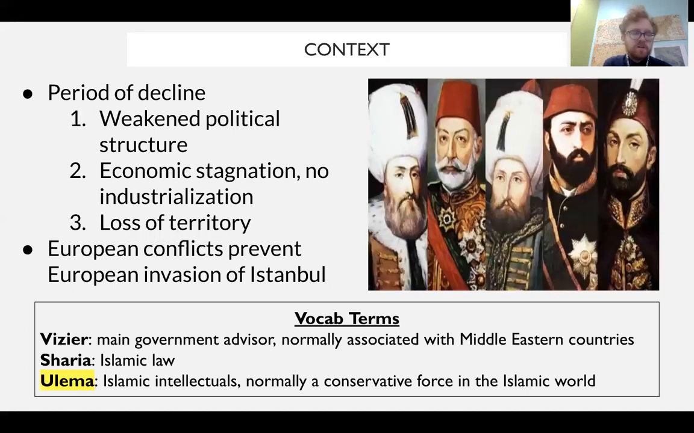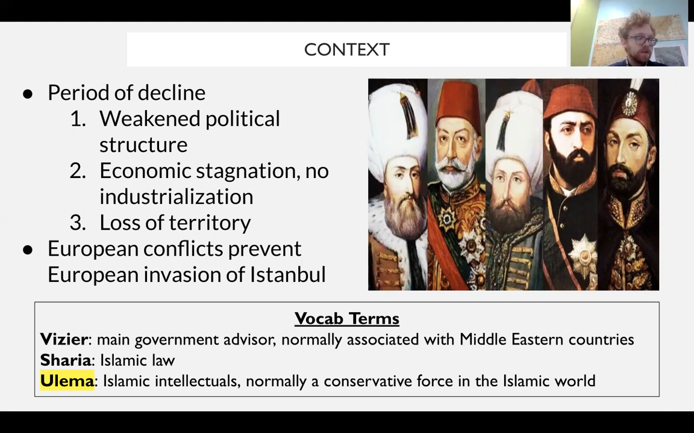So let's just get a context for what the Ottoman Empire looks like by the 19th century up until the end of the 20th century. Well, the Ottoman Empire is in a state of decline. It reached its height in the 16th century, the 17th century, but it is in a period of free fall at this point in world history. And why is that? Well, there are three big reasons.